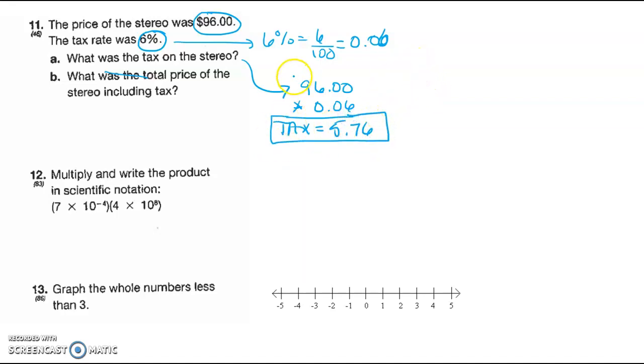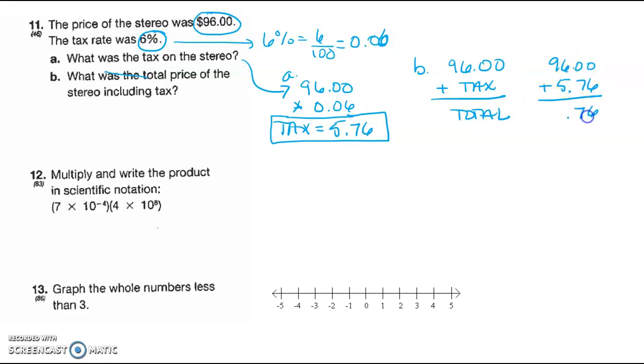And then B asks for the total price. So the total price is going to be $96 plus the tax is equal to the total. So we have $96 plus $5.76 is equal to $101.76. So that's the answer to B. Okay, let's change colors here.